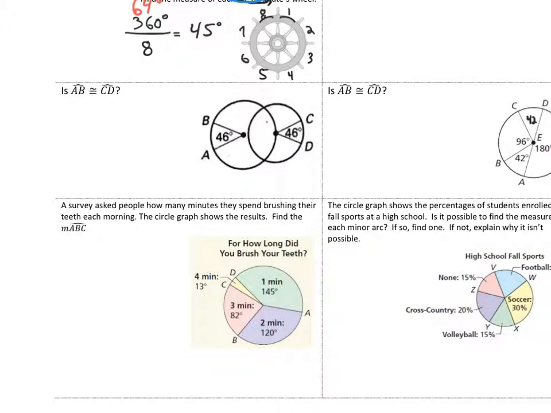All right, the next problem asks: is arc AB, which is right here, congruent to arc DC? Well, they both say 46, right? So you might want to say that they would be congruent, but if you notice here, this circle on the left is bigger than the circle on the right. So actually, this one is no, it is not congruent.